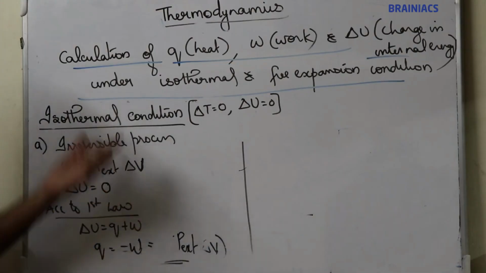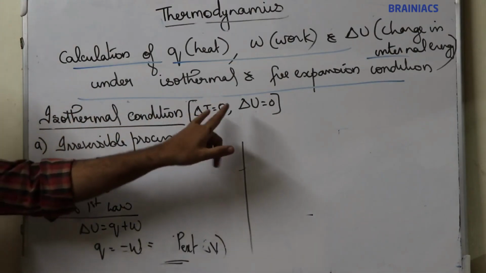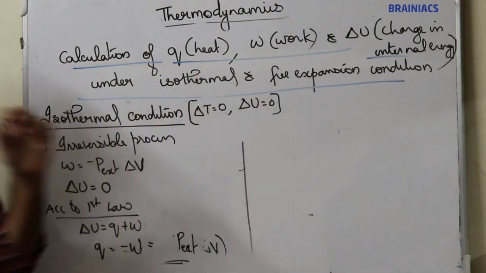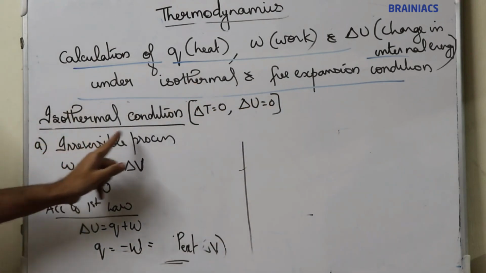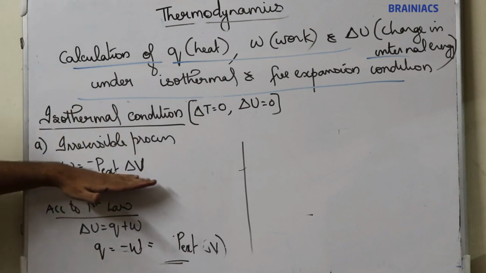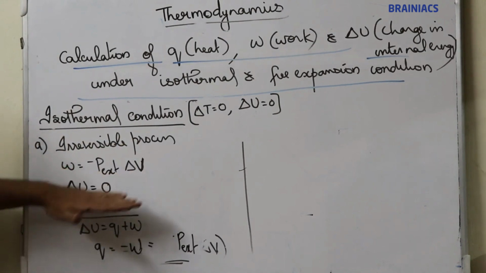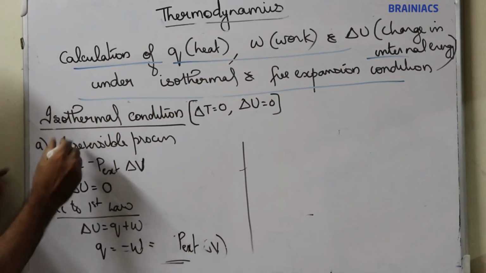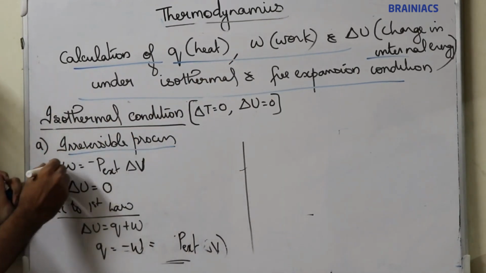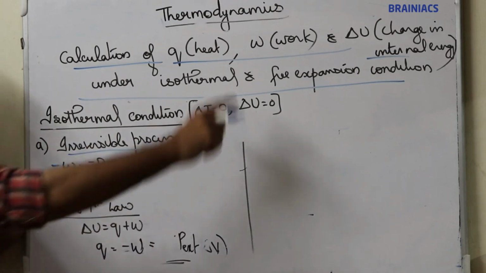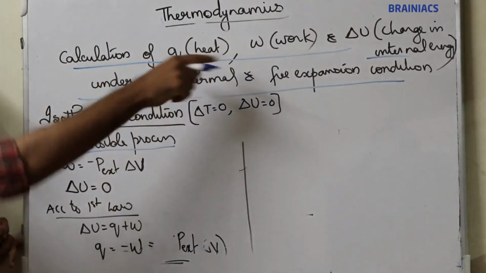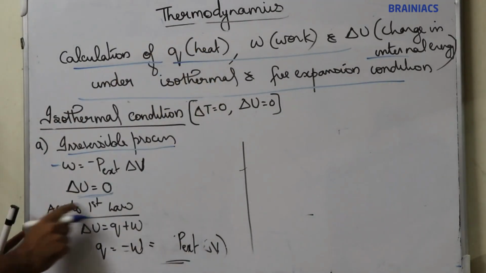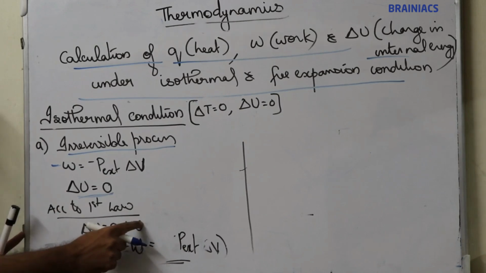Once more, for isothermal condition, both these thermodynamic properties, delta T and delta U, will be equal to 0. Now, in the case of irreversible process, work is minus P external into delta V, because for an irreversible process, the equation to calculate work is minus P external into delta V. Now, for an isothermal process, delta U is equal to 0. So what will be Q? According to the first law, delta U is equal to Q plus W.